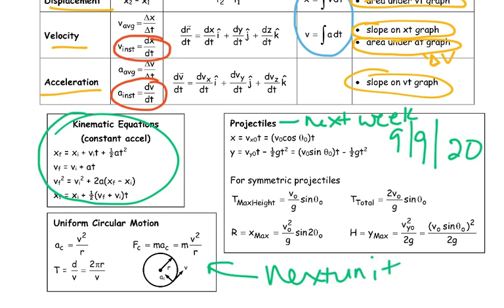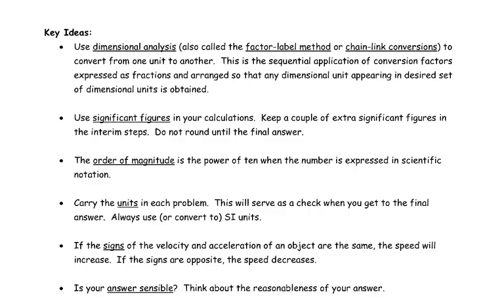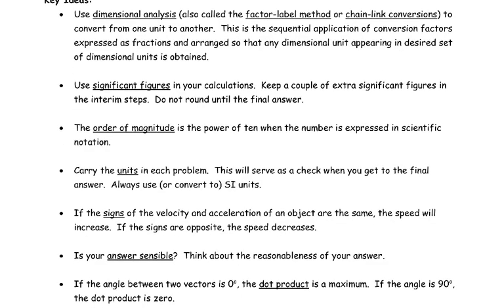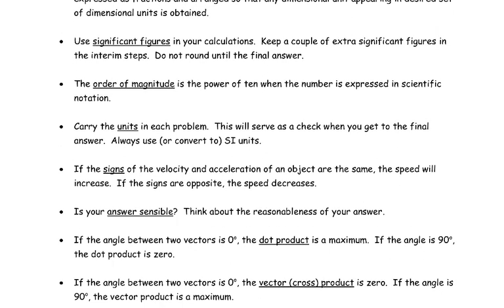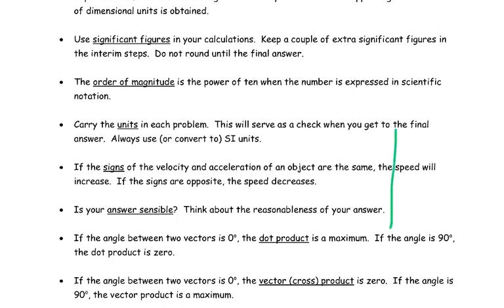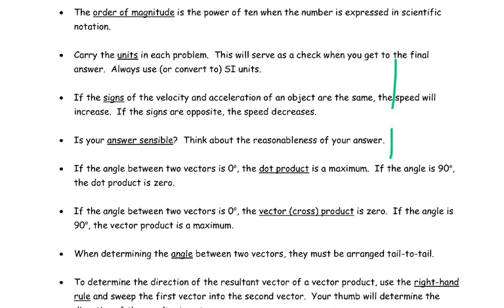If you go to the second page of this. Key ideas. So these are the things you should be able to do at the end of the unit. By the end of the unit, you should be able to do these things. Be careful with the signs. Remember, negative accelerations could be an object speeding up if it's moving in the negative direction. Answer sensible. We're going to talk about that a lot this year, okay?